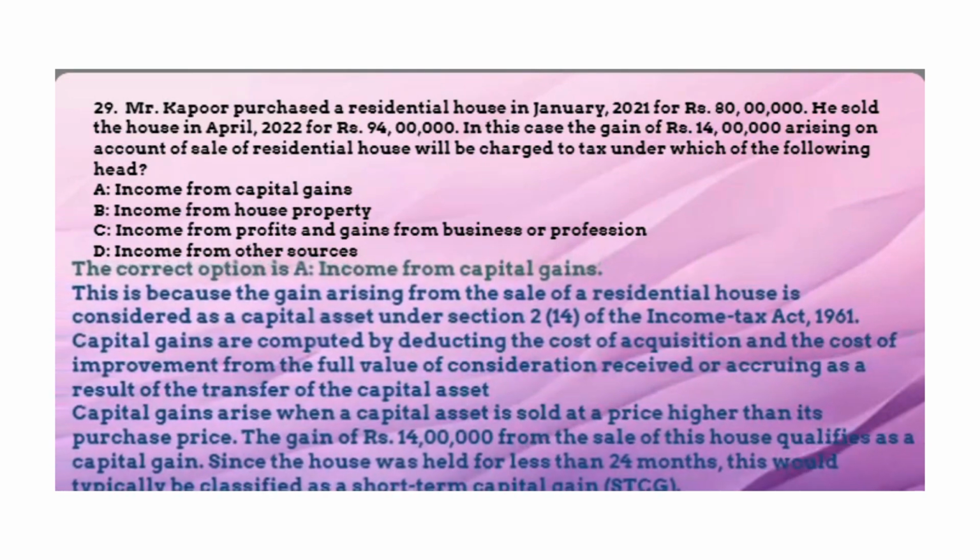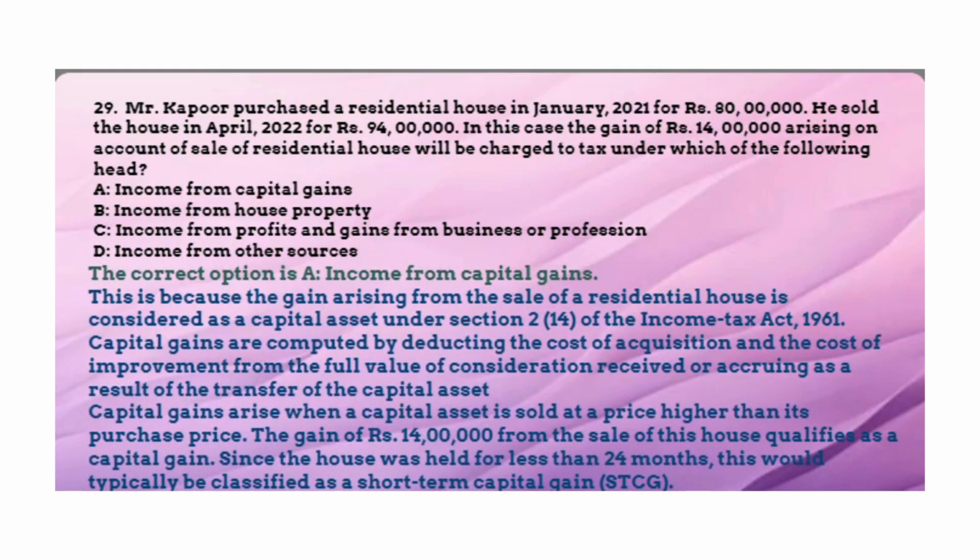This is because the gain arising from the sale of a residential house is considered as a capital asset under Section 2(14) of the Income Tax Act, 1961. Capital gains are computed by deducting the cost of acquisition and the cost of improvement from the full value of consideration received or accruing as a result of the transfer of the capital asset. Capital gains arise when a capital asset is sold at a price higher than its purchase price. The gain of rupees 14 lakhs from the sale of this house qualifies as a capital gain. Since the house was held for less than 24 months, this would typically be classified as a short-term capital gain, STCG.